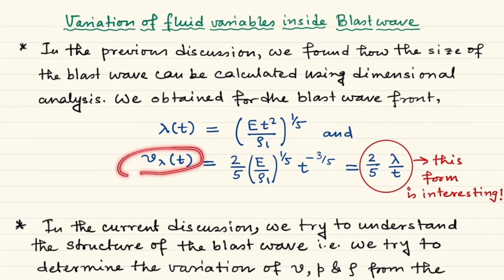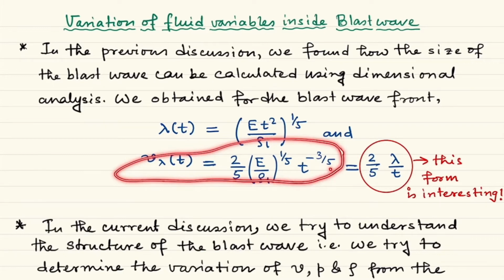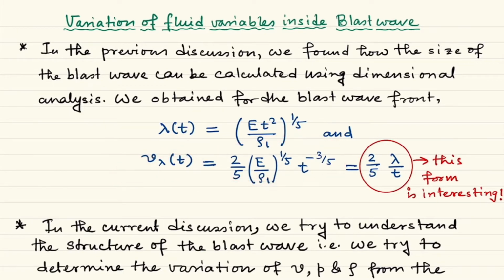Now V lambda was the velocity of this blast wave front, and that was exactly equal to 2 by 5 (E by rho 1) to the power 1 by 5 t to the power minus 3 by 5. And we said that the velocity is actually decreasing with time, whereas lambda increases with time.